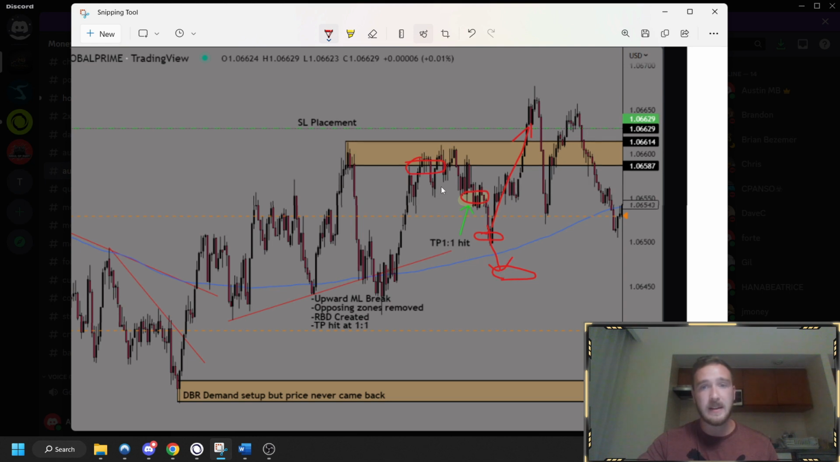I'm sitting there thinking, I only got 1-to-1, while this trader that got 3-to-1 is all happy because he got 3-to-1. Now, the trader going for the 3-to-1 consistently is going to have a lower win-loss percentage versus the trader that's going for a 1-to-1 or 2-to-1. Now, that trader's got to be okay with it.